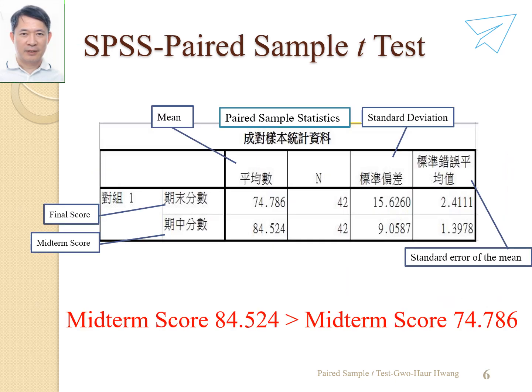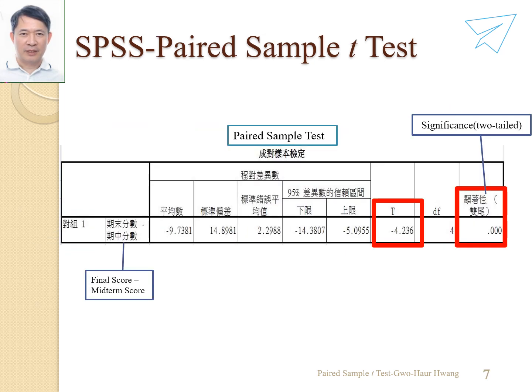First, let's observe the means. The midterm score is higher than the final score. To determine whether it has reached significance, we look here. It has achieved 3-star significance because the p-value is 0.000, and the absolute value of the t-value is large, which is 4.236.